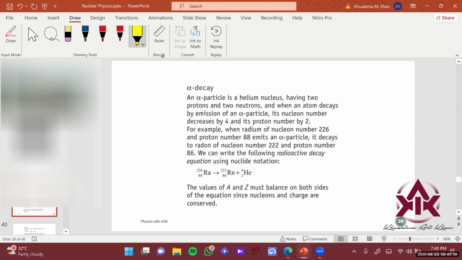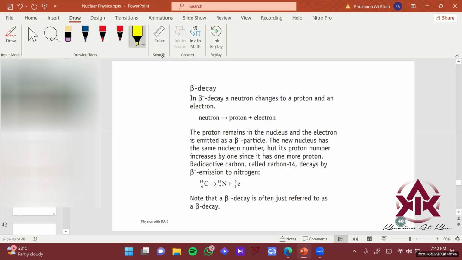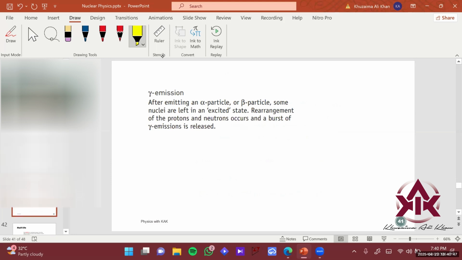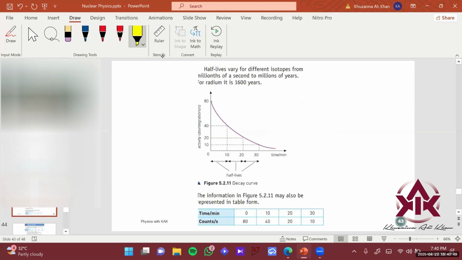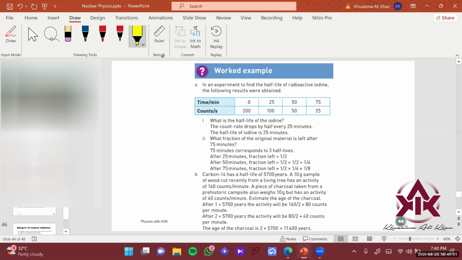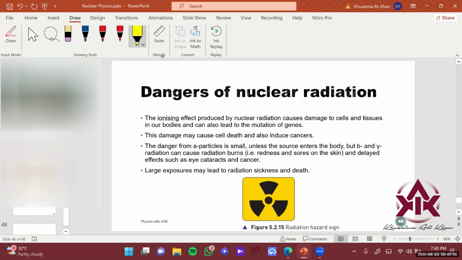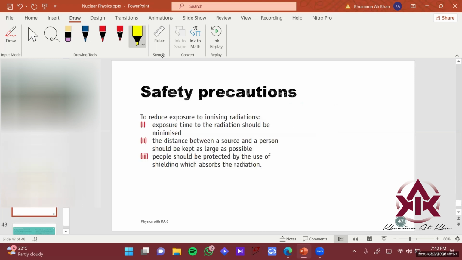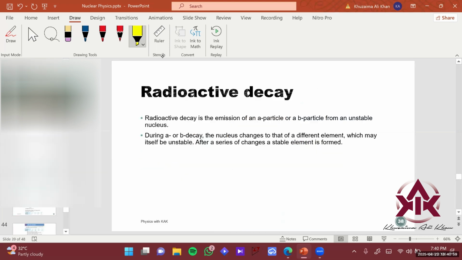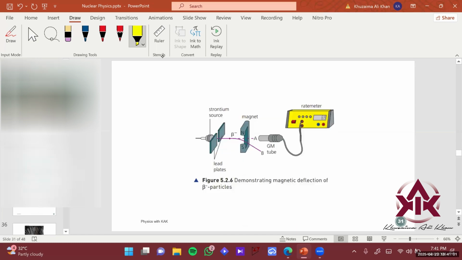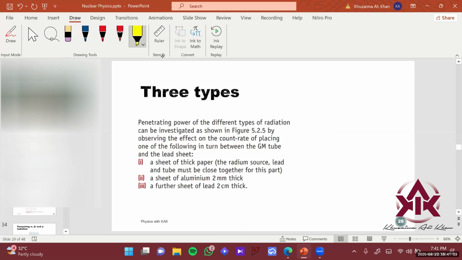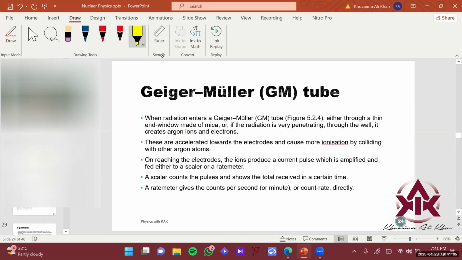Then, what is decay? How does an alpha particle get formed? How is a beta particle produced? How does gamma emission take place? Half life, okay? A small question just to see how it works, and where it is used, and dangers and safety precautions, right? So it's not so difficult. It's just the types of particles which are thoroughly discussed here, right?